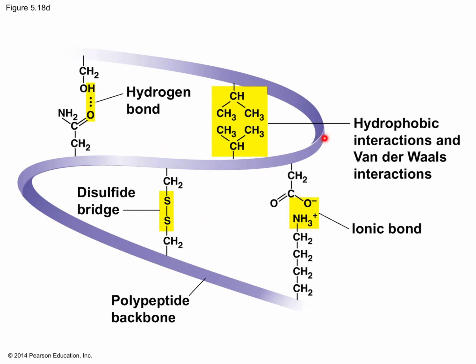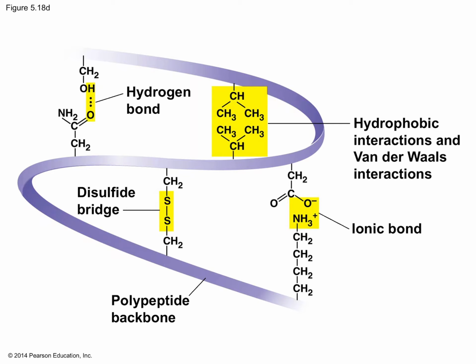Here, let's go down here first. Here we have an ionic bond. So we have an oxygen that's negatively charged. It's an ion. We have an ammonium group, NH3, which has positive ions in it, hydrogen ions. They attract to each other. That's an opposite charge attraction, ionic bond. That can help to lock this loop together, in addition to what's called a disulfide bridge.